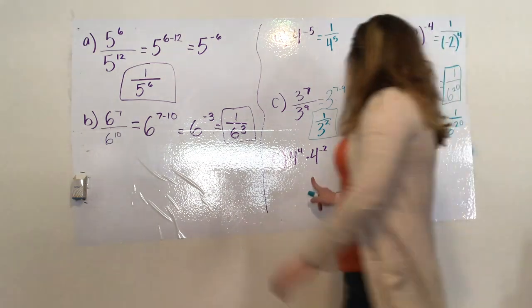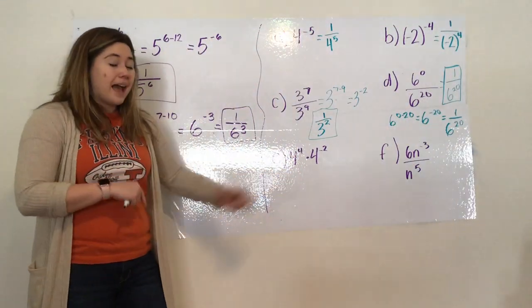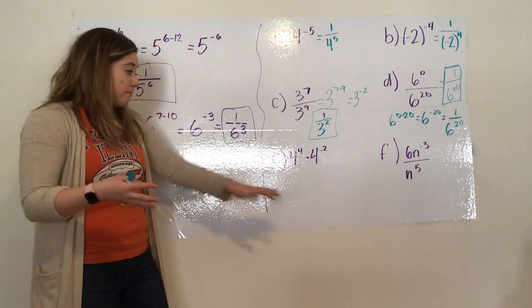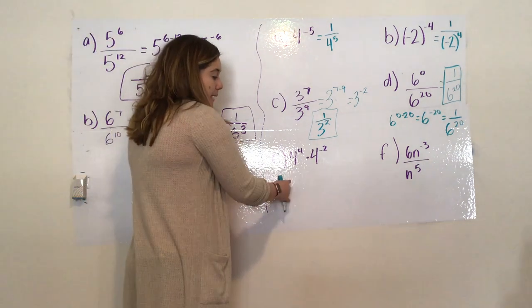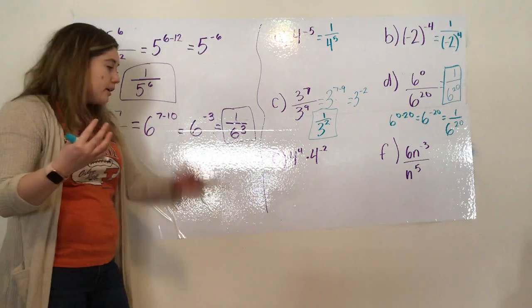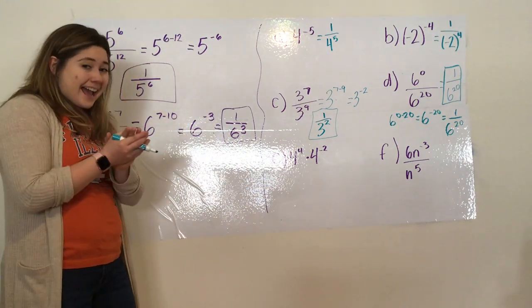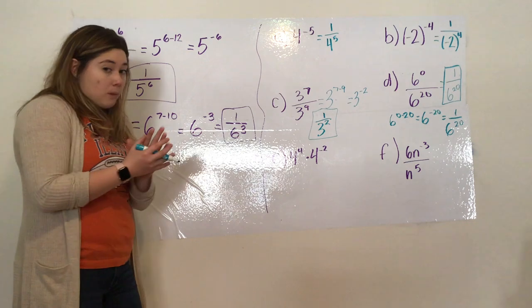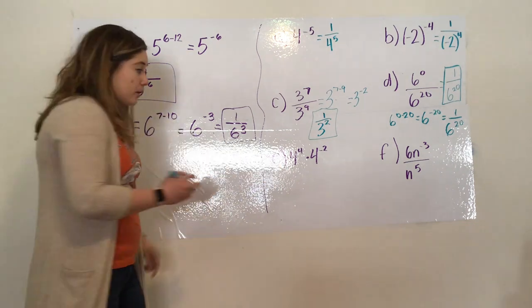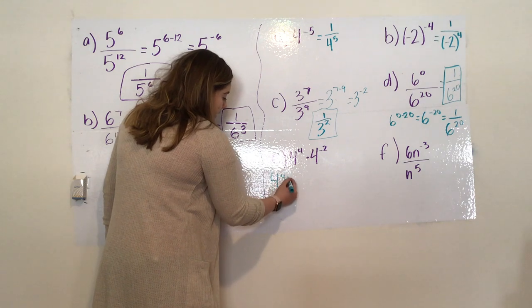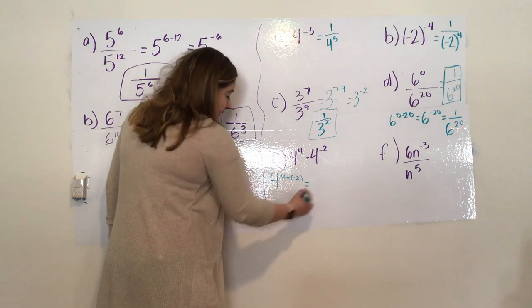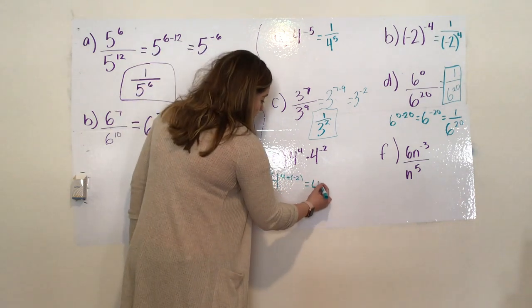Okay, now E. E is going back to the multiplicative property. So when we have the bases times each other, remember, we add the exponents. We don't multiply because they're not a power to a power. So 4 to the 4th plus a negative 2, which gives me a positive 2.